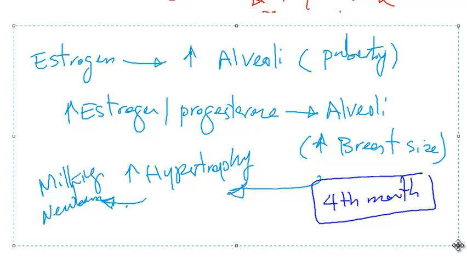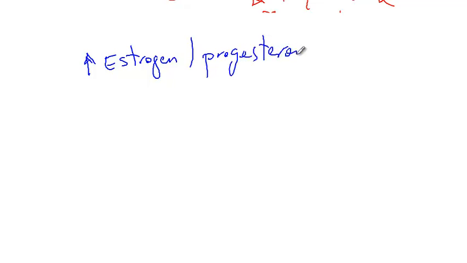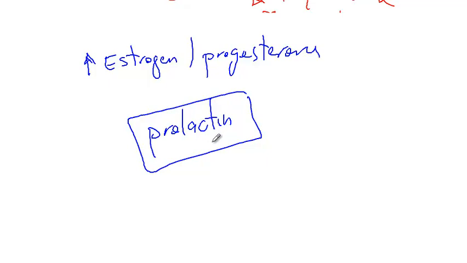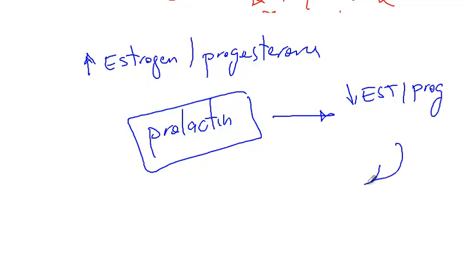So let me write it down. Since we are having high estrogen and high progesterone during pregnancy, prolactin hormone cannot act on the breast. So prolactin is kind of inactive during the pregnancy. But then after parturition and once birth is given, the level of estrogen and progesterone drops, as a consequence of which now prolactin can act on the breast and induce secretion of milk.